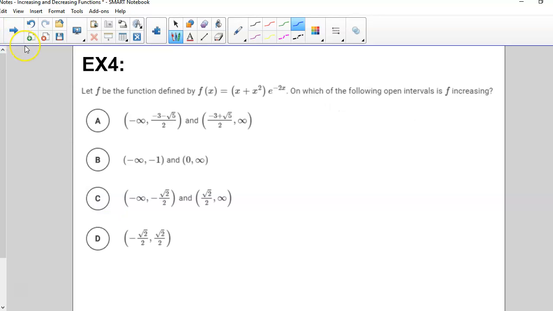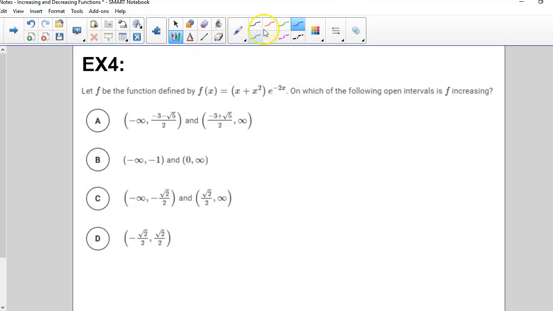All right, here's another one. This one is not calculator active. It looks like it should be because it's kind of cruel, but it's not calculator active. So we want to know where this function is increasing. So if f is increasing, what do we know about its derivative? It's positive. Okay? So we first have to find the derivative.